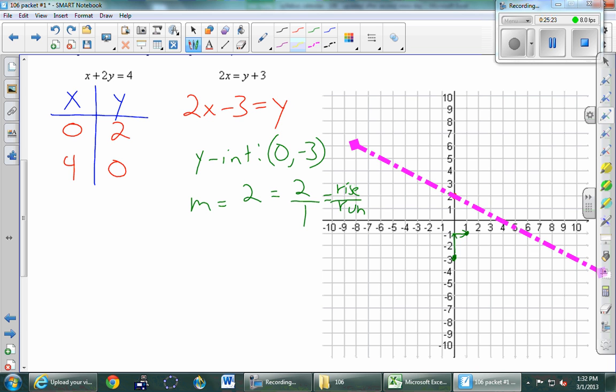And we'll do it again. From this new point, the rise is a positive 2. That's positive 2 up. The run is a positive 1. And the positive in the x direction is to the right. So from this point, you can go up 2, rising 2, and then over 1. 2 points is enough, but there's 3. And then again with a straight edge, go ahead and connect the dots.